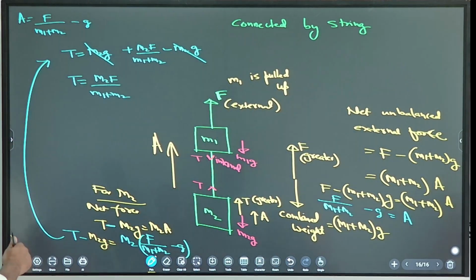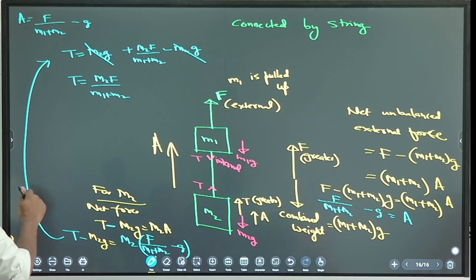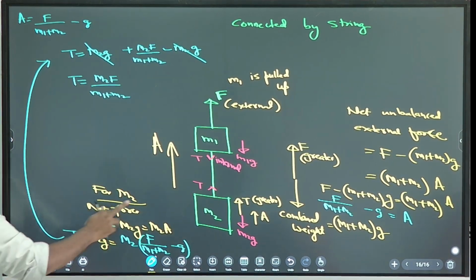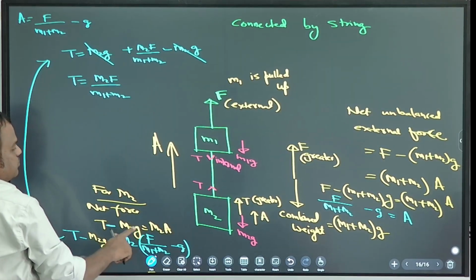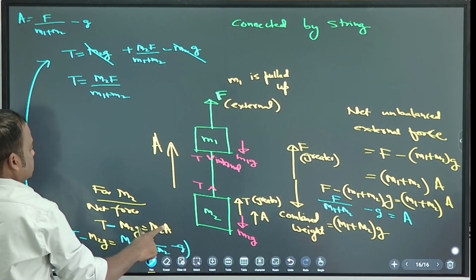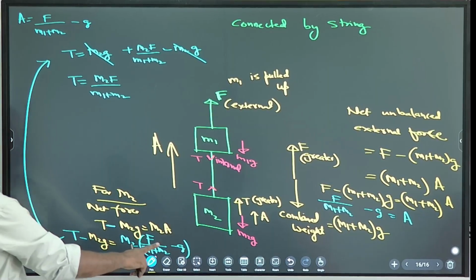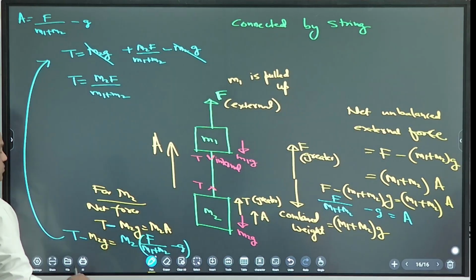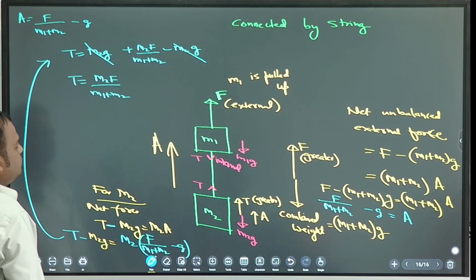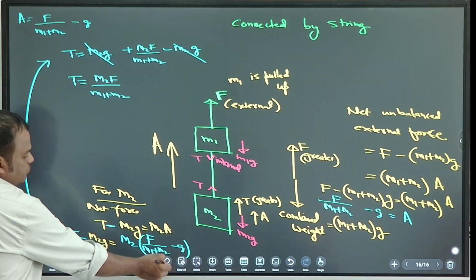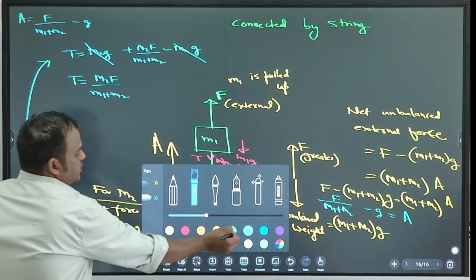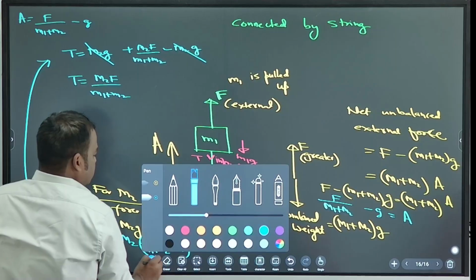F by (m1 plus m2) minus g. T minus m2g is equal to m2a. Yeah, correct only. Okay, so this is the tension force. So we can find like this also.